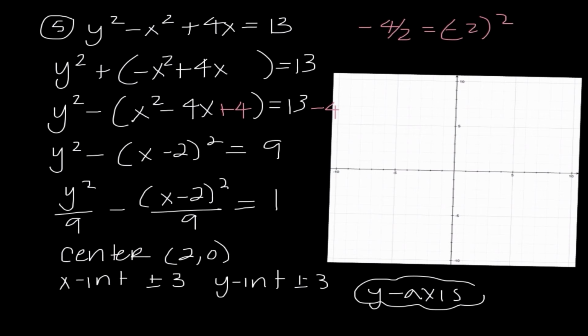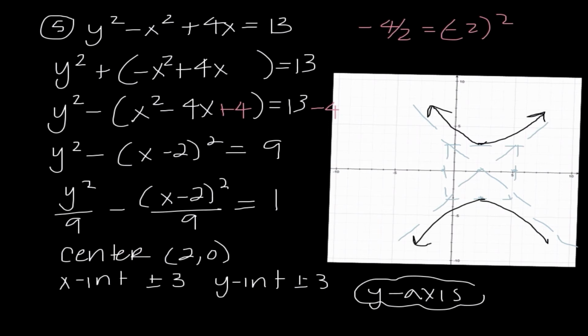So now when I'm graphing this, I'm starting at 2, 0. I'm going to the right 3, to the left 3, up 3, and down 3. So you guys might notice that this time our box is actually a square. Okay, so I'm plotting my diagonals there. Since it's the y-axis, that means up and down, so I'm going to graph a parabola going up, and I'm going to graph a parabola going down. So, you guys are probably seeing the repetition here. We're doing a lot of the same things again and again and again.